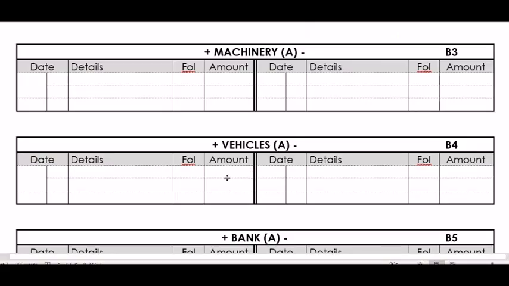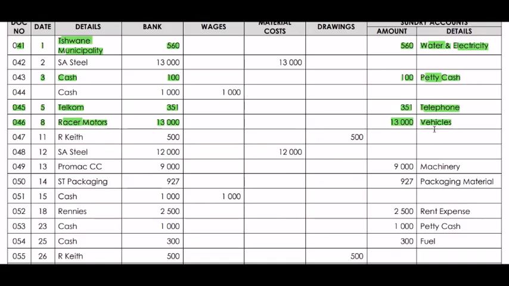So you go to the vehicles account, still on the debit side or on the plus side, you write March 2005, the 8th. You write bank CPJ in every account. And then the value of this transaction was 13,000 Rand. Next one was machinery, 9,000 Rand on the 13th.